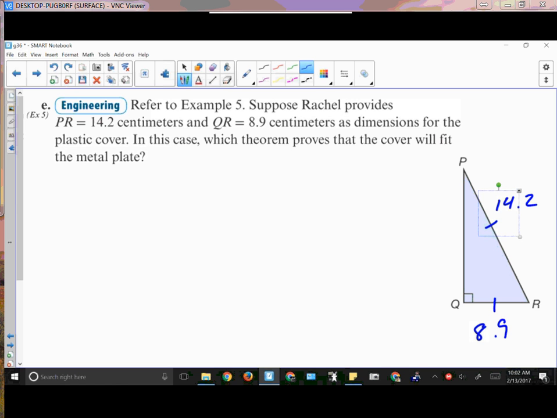Well, what information were you given? You had two sides. Which two sides? You got to remember, a right triangle has two different kinds of sides. It has legs and hypotenuse. Yeah, so by the HL, hypotenuse leg theorem, it's going to be congruent. So I'm going to let you guys get to work.